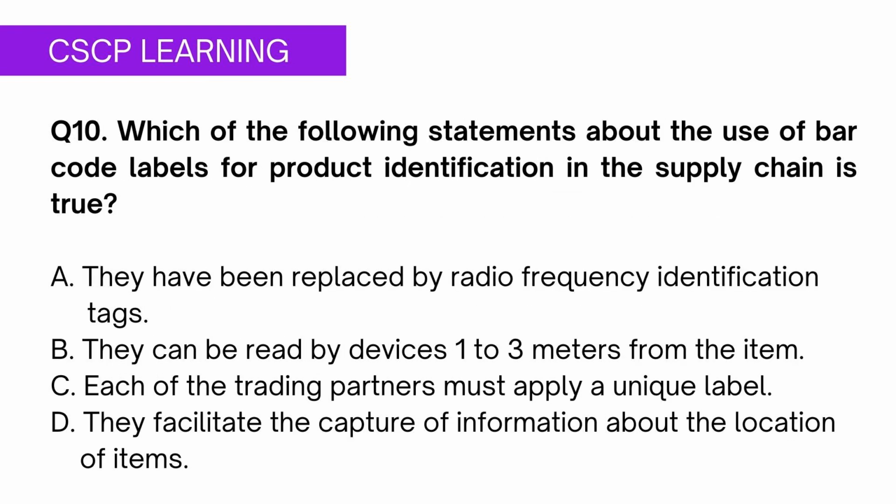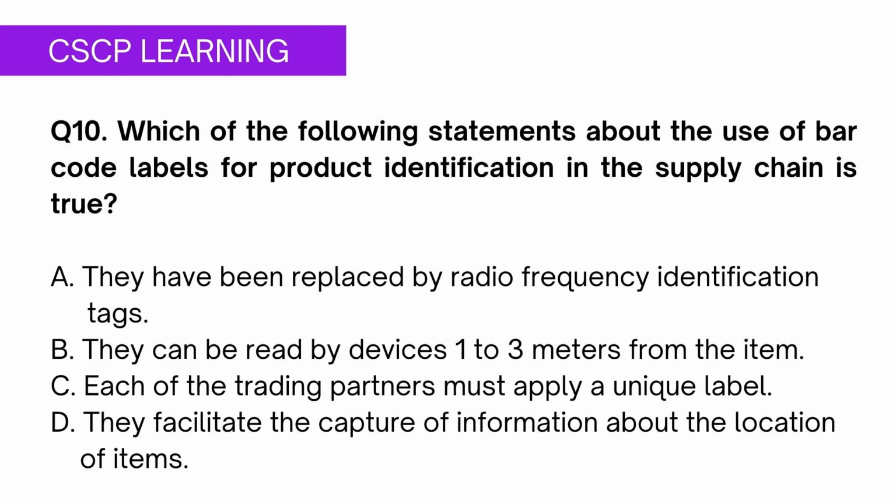Question 10. Which of the following statements about the use of barcode labels for product identification in the supply chain is true? Option A, they have been replaced by radio frequency identification tags. Option B, they can be read by devices 1 to 3 meters from the item. Option C, each of the trading partners must apply a unique label. Option D, they facilitate the capture of information about the location of items.